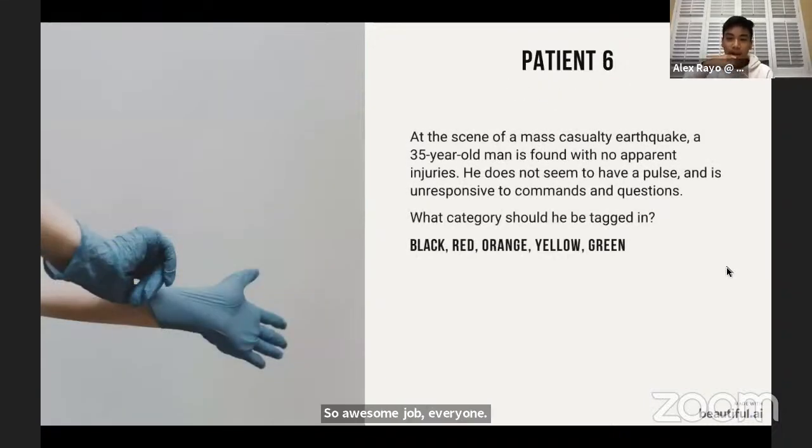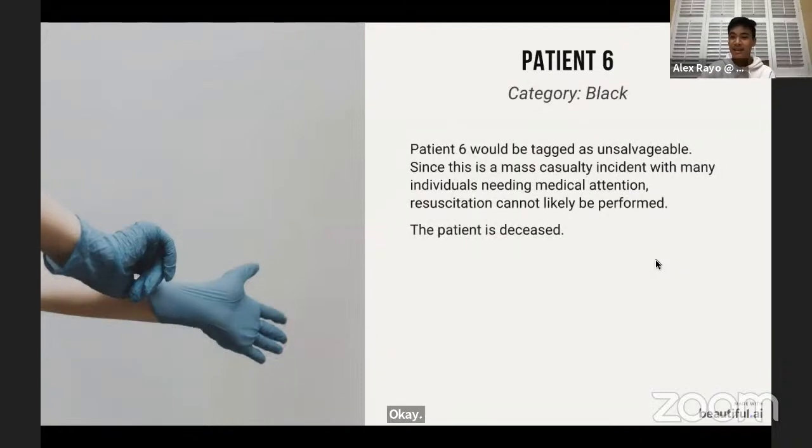Okay. At the scene of another mass casualty incident, I don't know why I have listed so many mass casualty incidents, a 35-year-old man is found with no apparent injuries. He does not seem to have a pulse and is unresponsive to commands and questions. Ooh, lots of blacks. We've come to a consensus. All right, I think everyone's saying black. Anyone care to disagree? Okay. So yes, everyone's saying black, and that is correct.